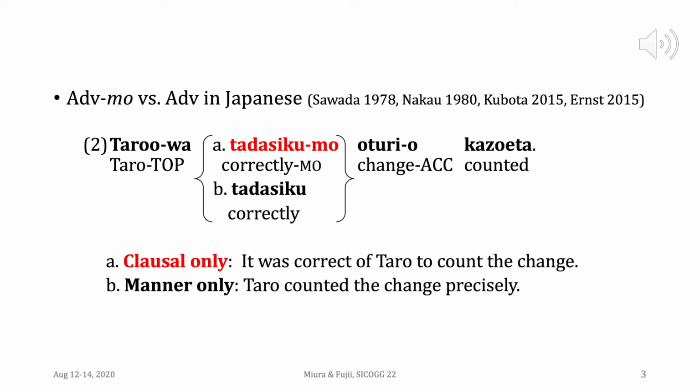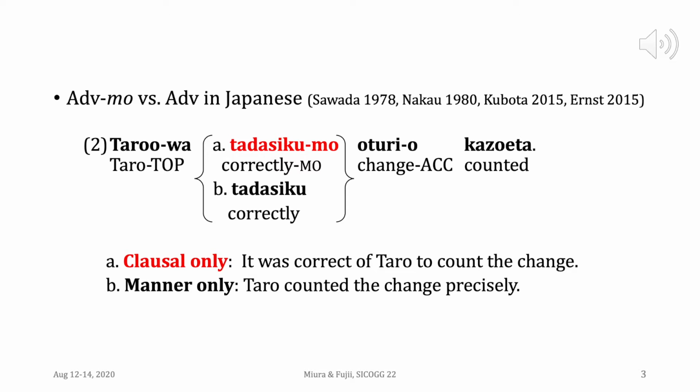Okay, how does this clausal-manner distinction hold in Japanese? As noted in the previous studies listed here, Japanese has adverbs suffixed with the focus particle mo, and they only allow clausal readings, while their counterparts without the particle only allow manner readings. Let us call those two types of adverbs ADV mo and ADV.